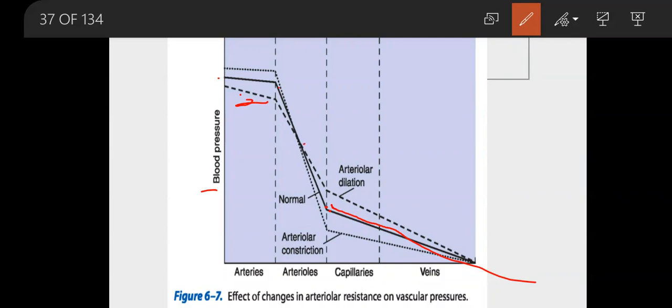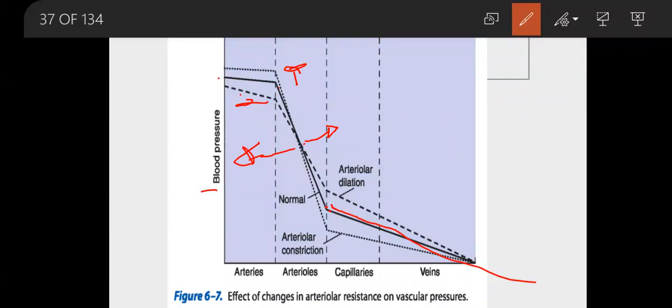So the dotted lines, the first one here, the decrease in the pressure upstream to the arterioles indicates that there is a vasodilation. So when you vasodilate the arterioles, you decrease the pressure upstream.